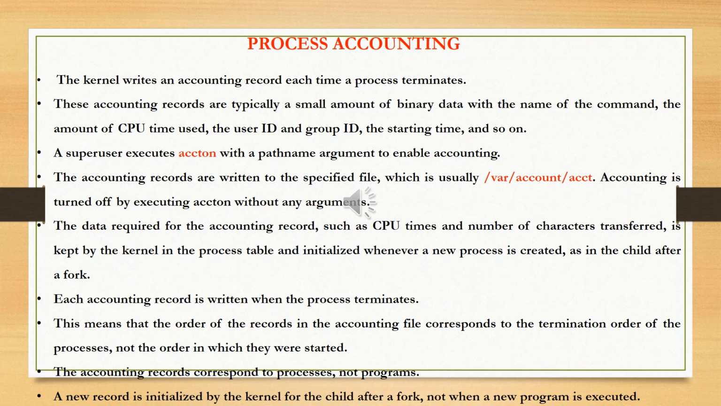in the process table and initialized whenever a new process is created, as in the child after a fork. Each accounting record is written when the process terminates. After each process is completed, whether by normal execution or abnormal termination, whatever it may be, when the process execution terminates, the accounting record automatically returns the corresponding status of the process.